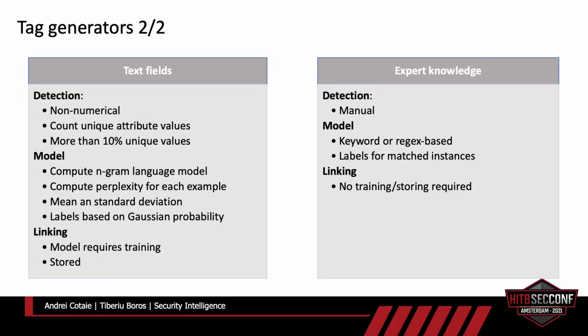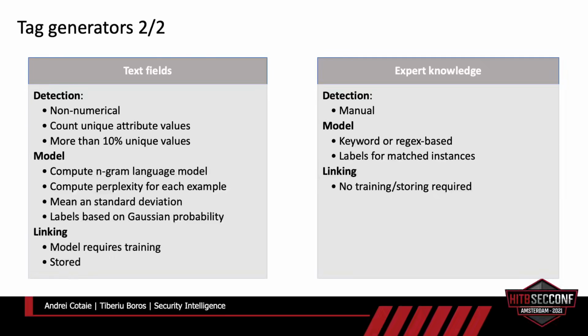Finally, we have another field generator type. It's called the expert knowledge field generator, and it tries to enable human experts to input their knowledge into the model. This type of label generator takes a configuration file. It looks for specific keywords or specific regular expressions, and assigns labels based on the way it matches the data. This model does not require any training because it is statically built, and it does not require to be stored with the model.